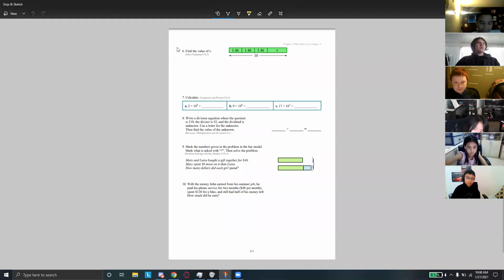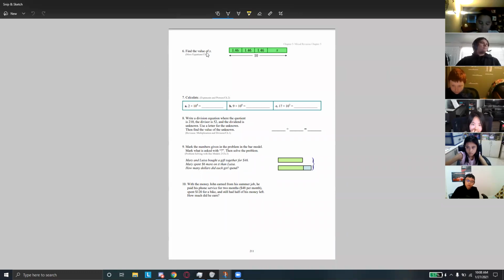Okay, question number 6. Find the value of x. So what this graph is showing us, or table, or picture, doesn't matter, is 1.46 plus 1.46 plus 1.46 plus some number is equal to 10. So let's go ahead and write that as an equation.